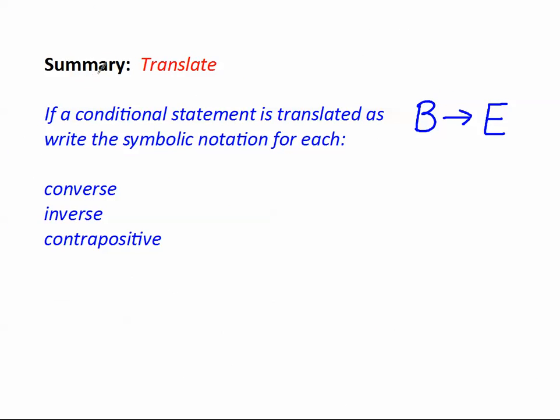Finally, on the summary section of your notes, let's practice translating. If a conditional statement is translated as B arrow E, write the symbolic notation for each of these, the converse, the inverse, and the contrapositive.